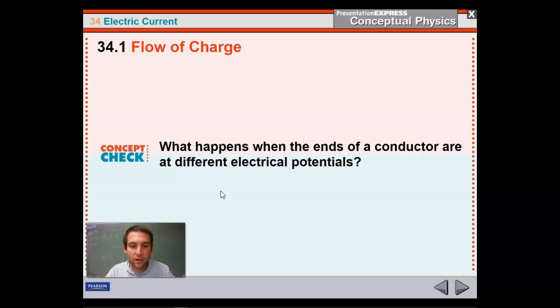So, a quick concept check. What happens when the ends of a conductor are at different electric potential? You should be able to answer that.